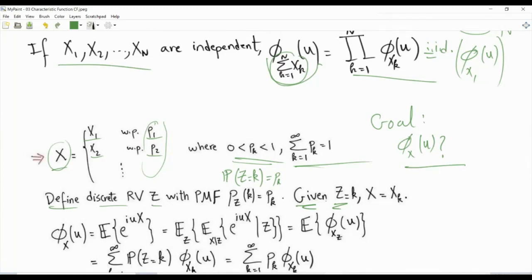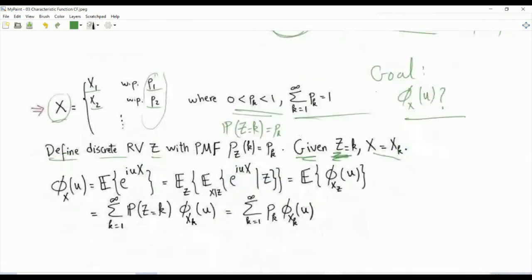So what we do is say that there is another random variable Z. If Z is 1, then X is X1. If Z is 2, then X is X2. If Z is 3, then X is X3, and so on and so forth. So given that Z is equal to k, X is equal to X_k. The random variable Z is like the selector that will tell you which of those X's is actually this big X.